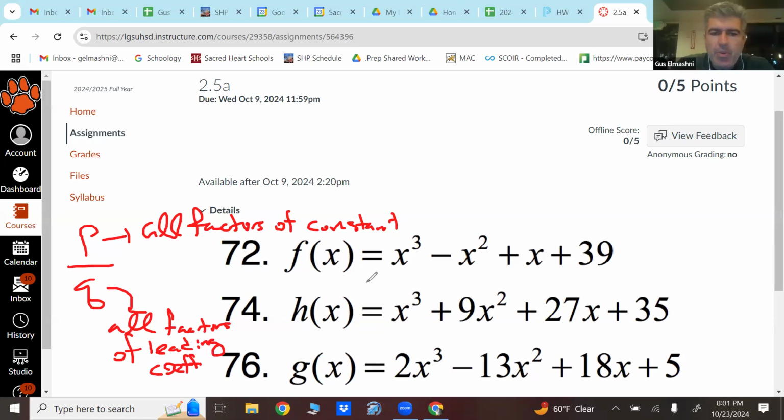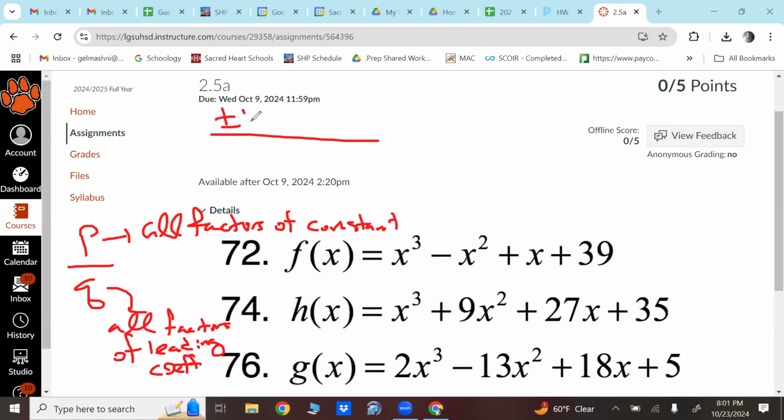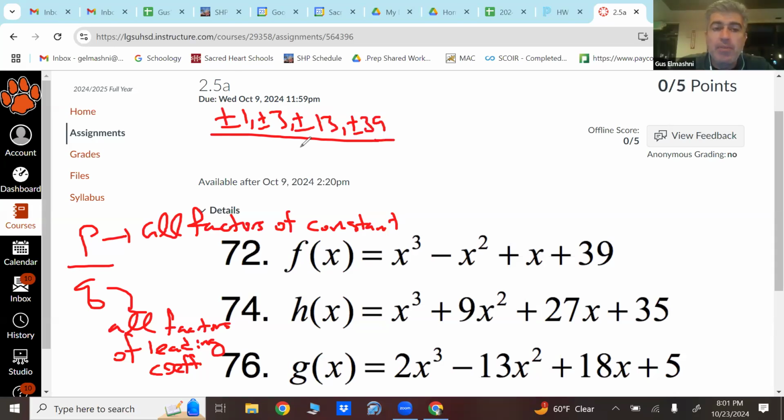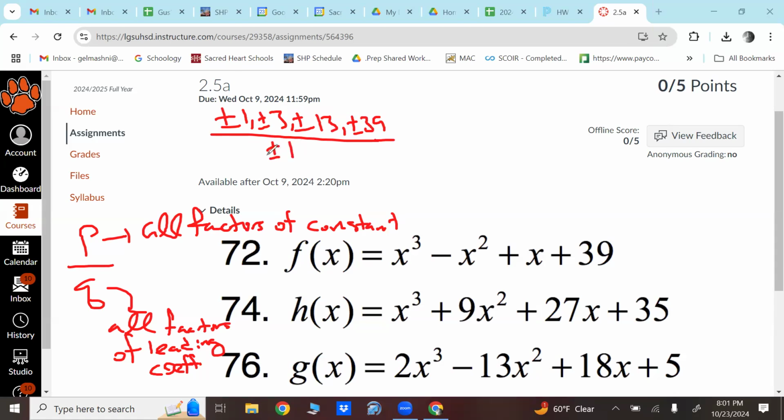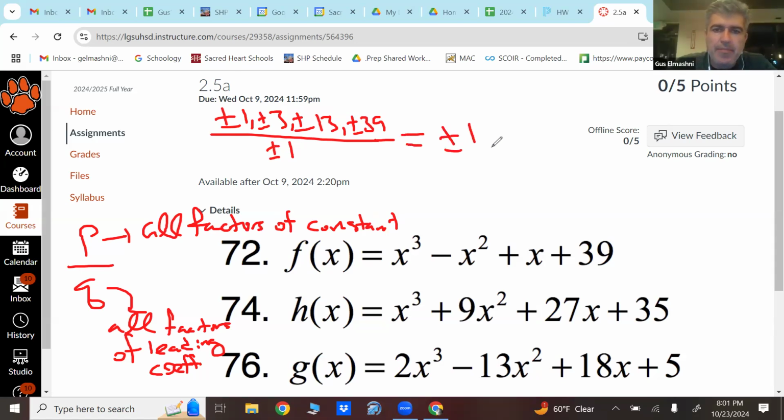So your constant is 39. What are all the factors of 39? 1 and 39, and 3 and 13. Right, so you're going to put all those in the numerator. And what's your leading coefficient? 1. Exactly, plus or minus. So basically all those divide by 1, which is still all those numbers, right?